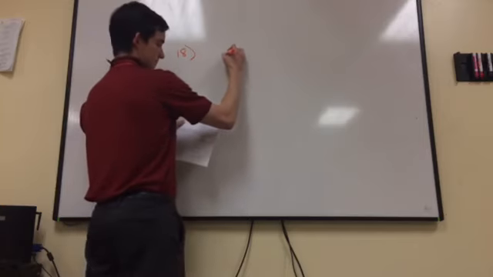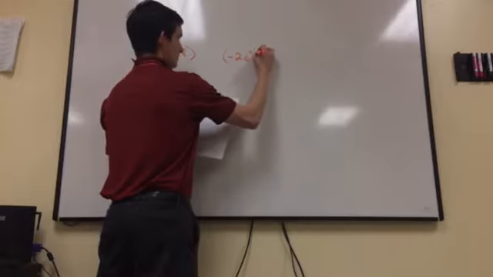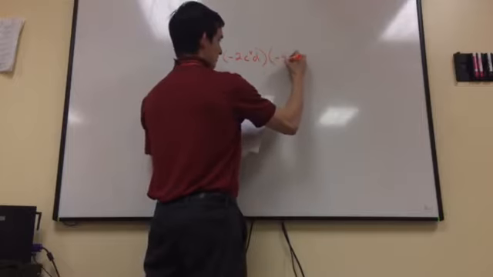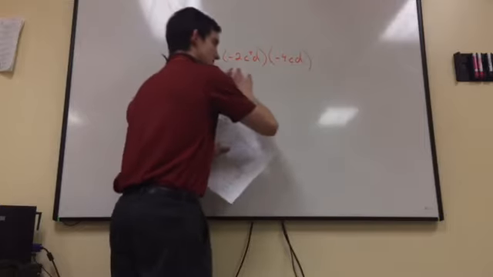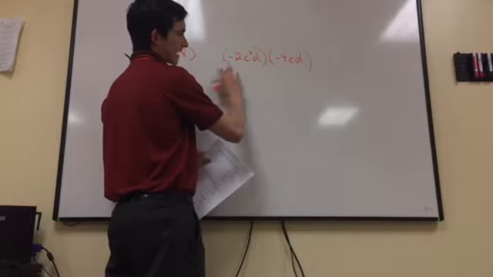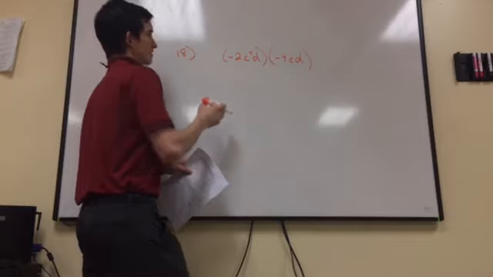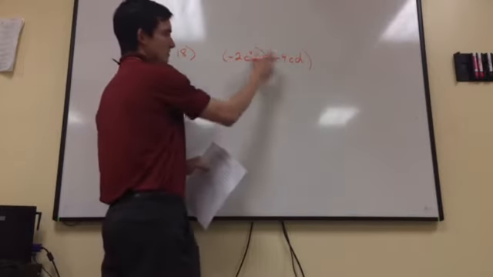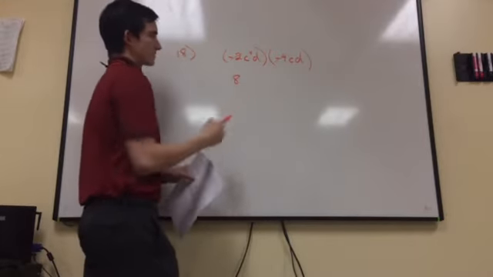So number 18 in the first section says -2 times c to the 4th times d, all of that being multiplied by -4cd. Notice this is all just one big monomial. You're not adding or subtracting; everything is multiplication. Like I said at the beginning of this video, when you're dealing with regular numbers, start off by just multiplying them. We already know how to do that. -2 times -4 is +8, because a negative times a negative is a positive.